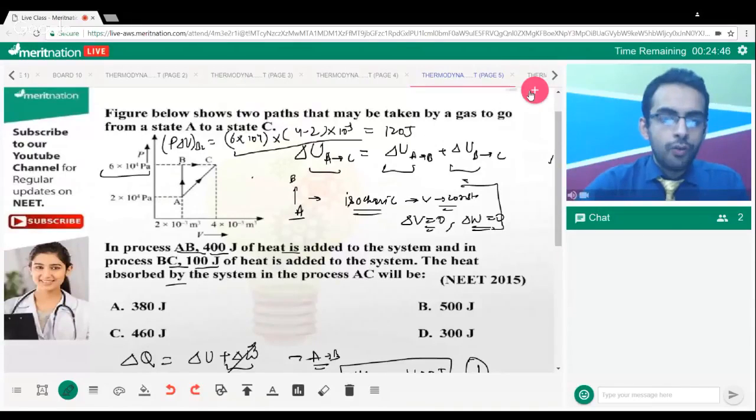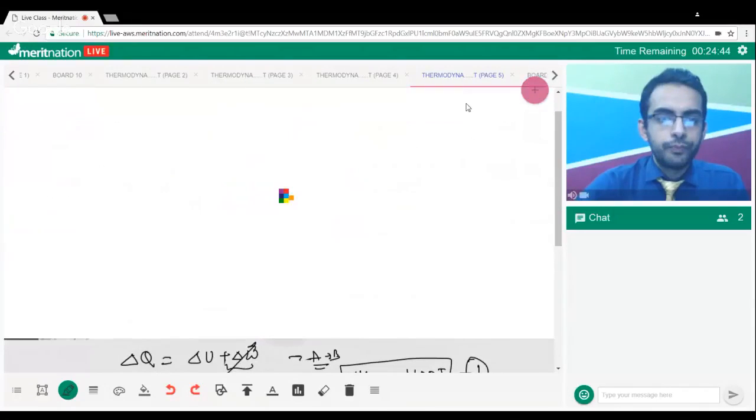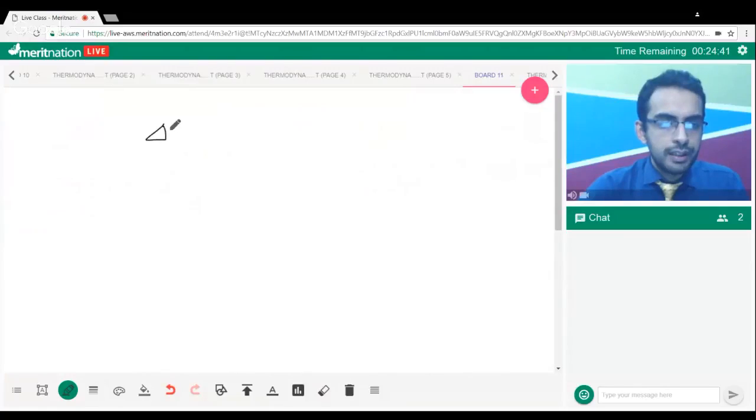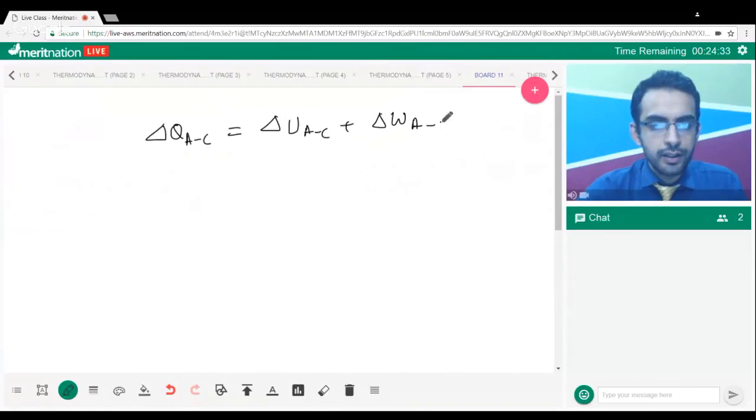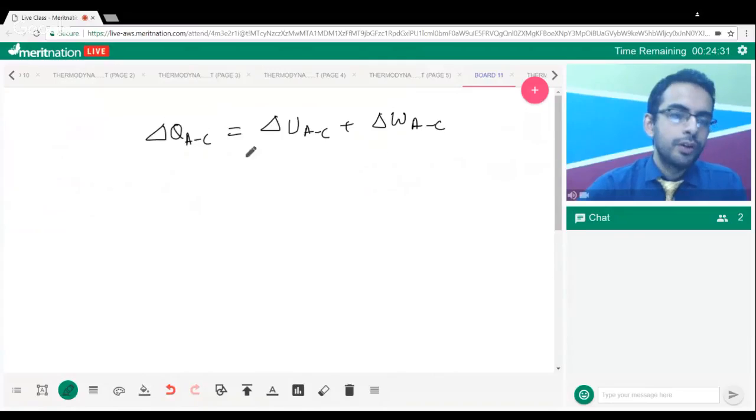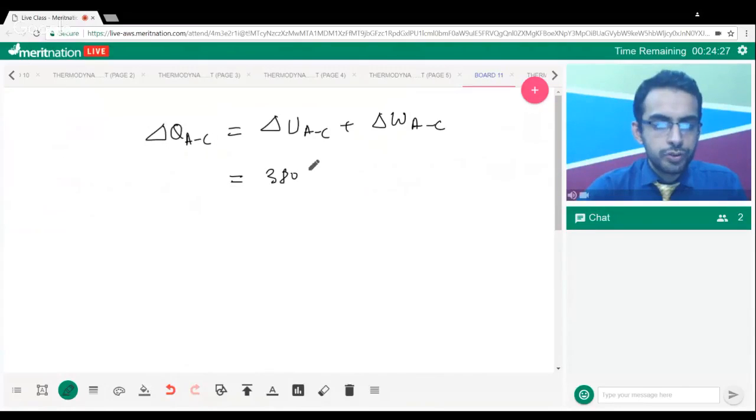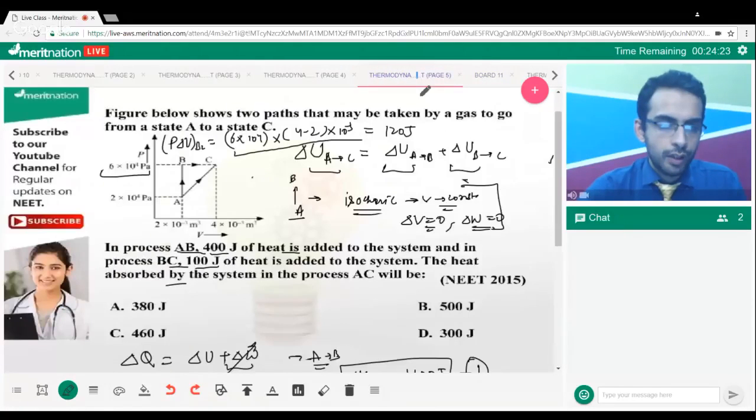Now, how to find delta Q? Delta Q AC is equal to delta U AC plus delta W AC. So delta U AC we have got to be 380 joules. Now how to find the work done?